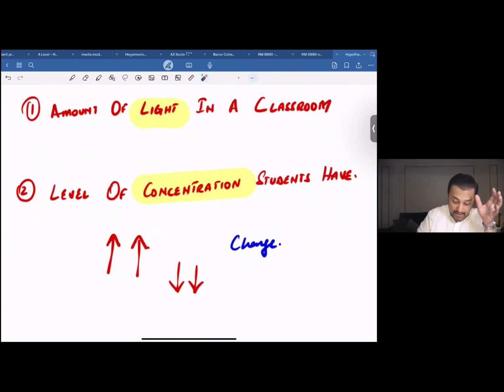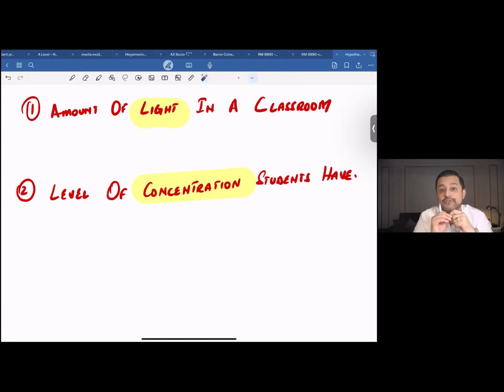What if I say the amount of light in a classroom would affect the concentration level of students? Now, listen to me carefully. The amount of light in a classroom would affect the concentration level of students. I'm talking about the amount of light in a classroom affecting the concentration level of students, but I'm not elaborating on the direction this effect would have.